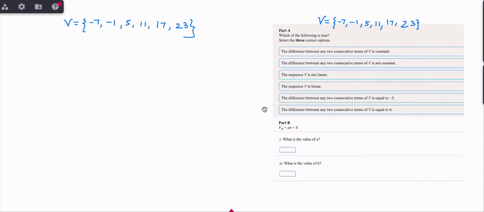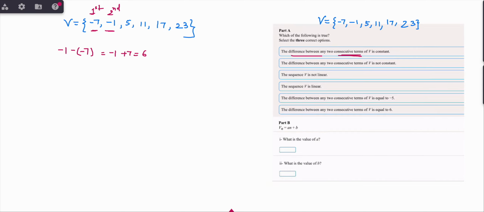First, the difference between any two consecutive terms of V is constant. So first, what is a consecutive term? Consecutive terms are the adjacent terms. And since we need to find the difference, we need to check the difference between two terms. So we can do -1 minus -7, second term minus the first term. That gives us -1 plus 7, which is equal to 6.